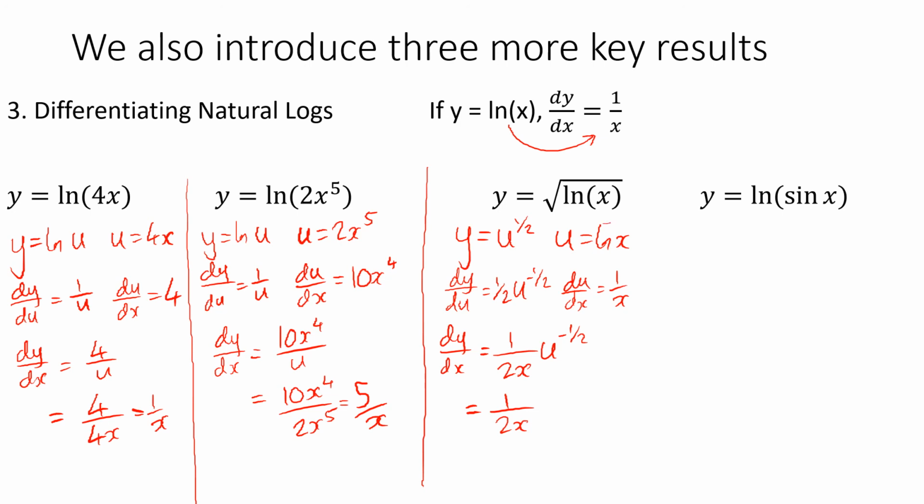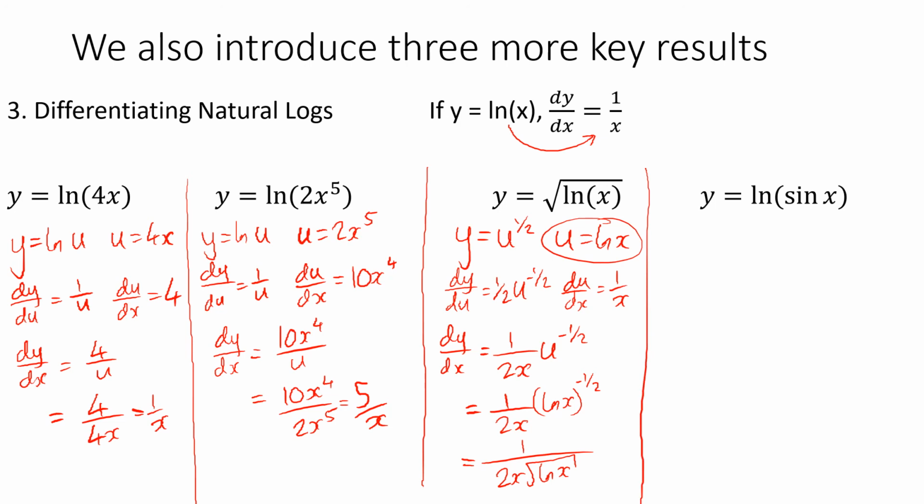What was u? u was ln x, wasn't it? So it's ln x to the minus a half, but we could tidy that up a little bit. That's the same as 1 over the square root of ln x, so we could make this 1 over 2x times the square root of ln x.